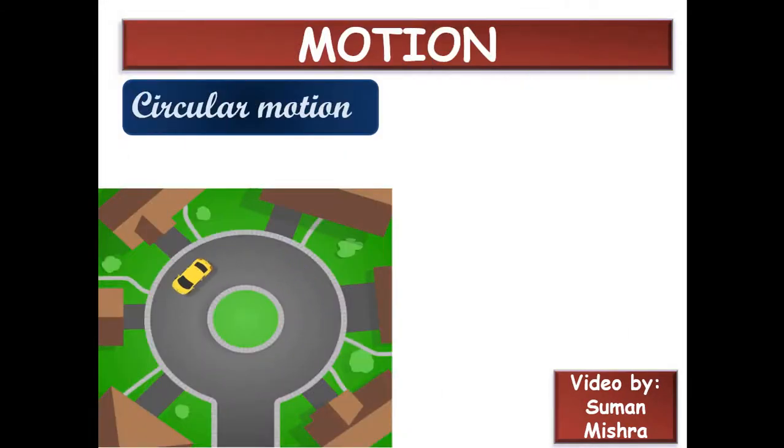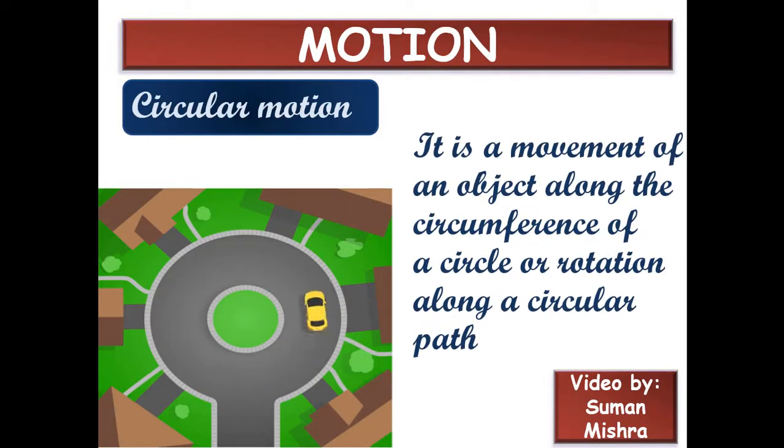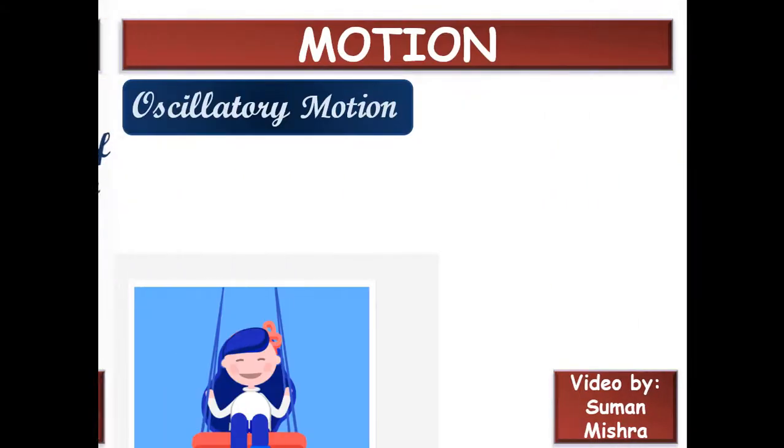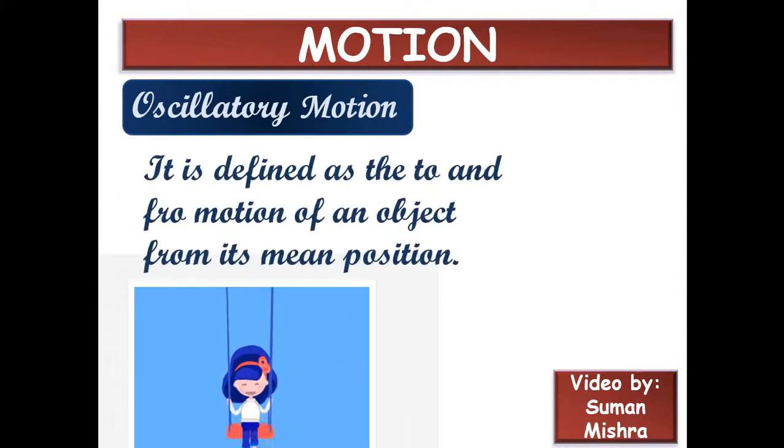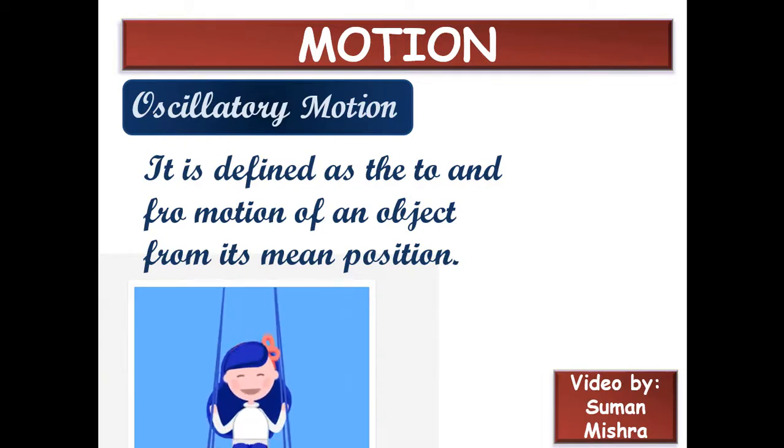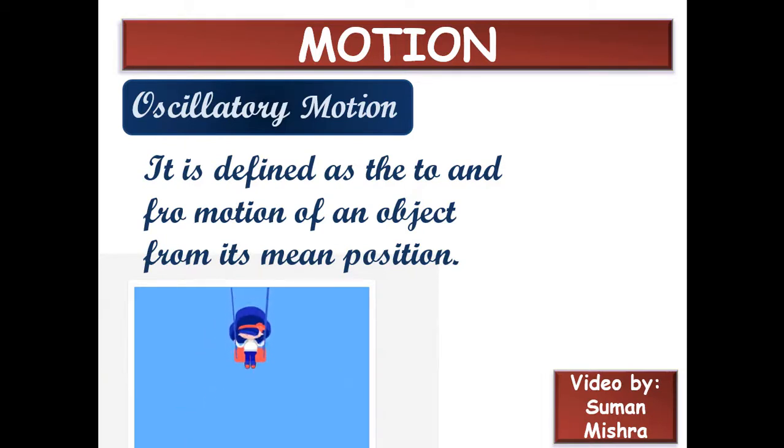Next one is circular motion. When the object moves along the circumference of a circle or rotates on a circular path, this motion is considered to be circular motion. Okay, and what is oscillatory? Here the lady or a girl is swinging on a swing. So it defines the to and fro motion of an object from its mean position. This is known as oscillatory motion.